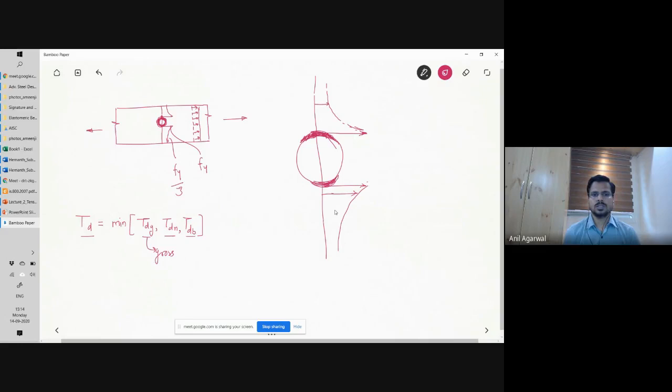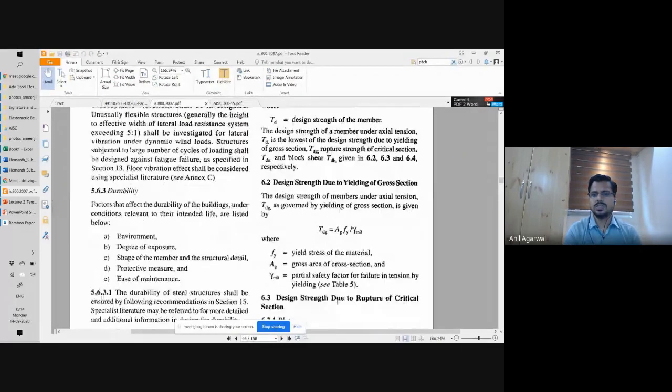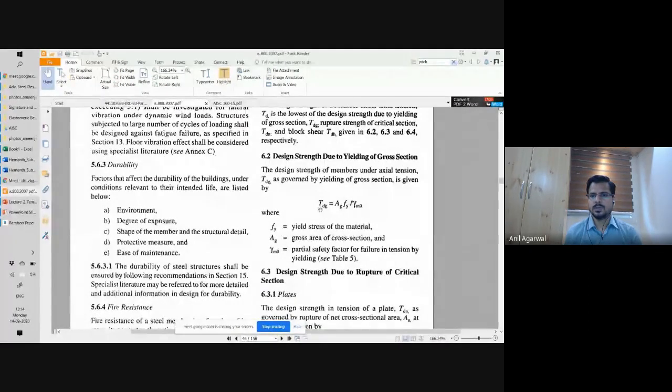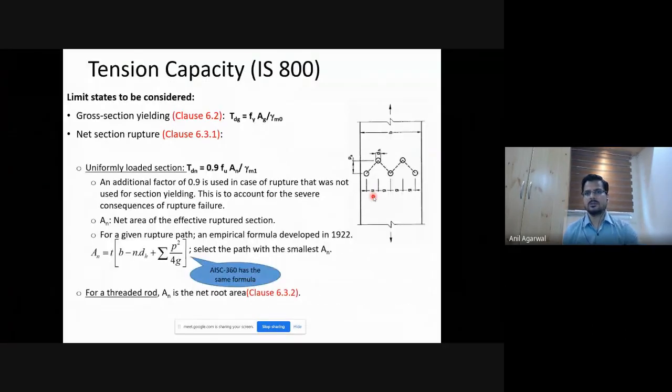So this is the cross section yielding. This is net section rupture. And this is block shear. The minimum of the three is the total design capacity. And you know each one of them. So TDG here is A gross Fy by gamma M0. That's what I have mentioned here at the top: Fy Ag divided by gamma M0.